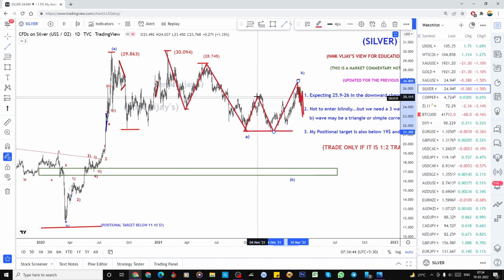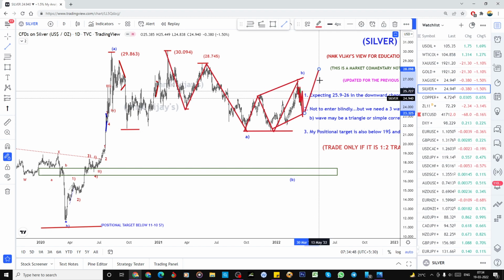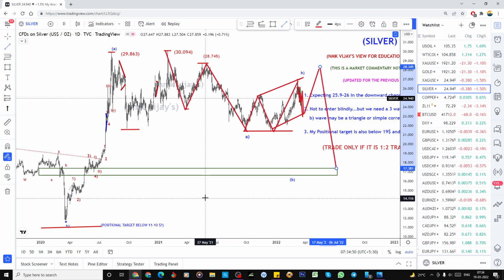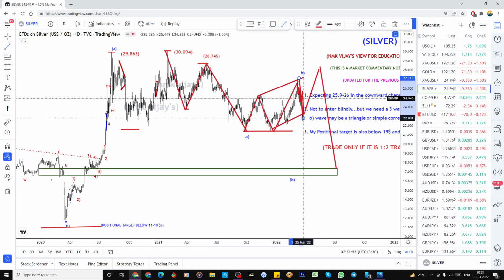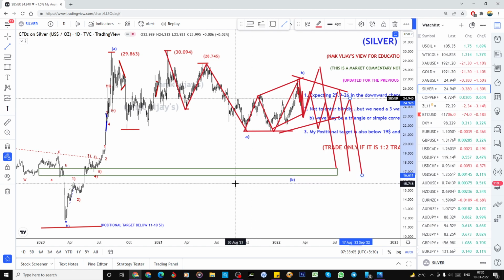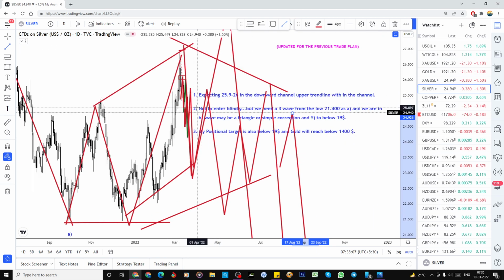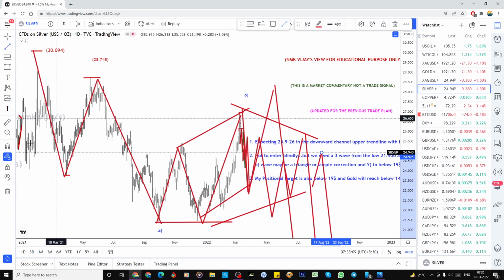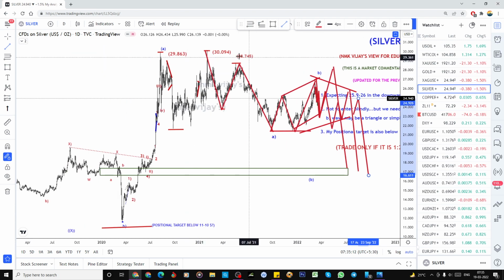Either it could be this kind of connective part, and one more high is also possible, and again one more low, or it could be like this triangle and one more low, A B C D and E, and one more low. So once the 3-wave structure is completed, we must be on the sell side, making this the stop loss only.